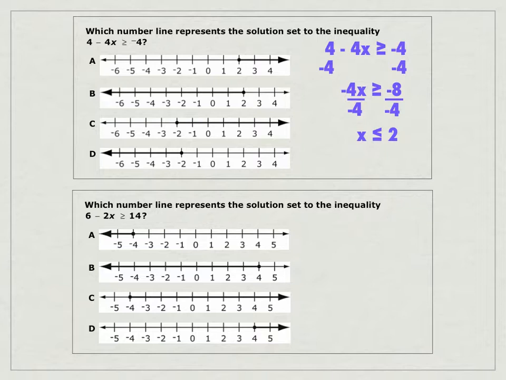Now when I shade for x is less than or equal to 2, I need to shade to the left of the point, which is the numbers that are less than 2. So my answer here is going to be B.